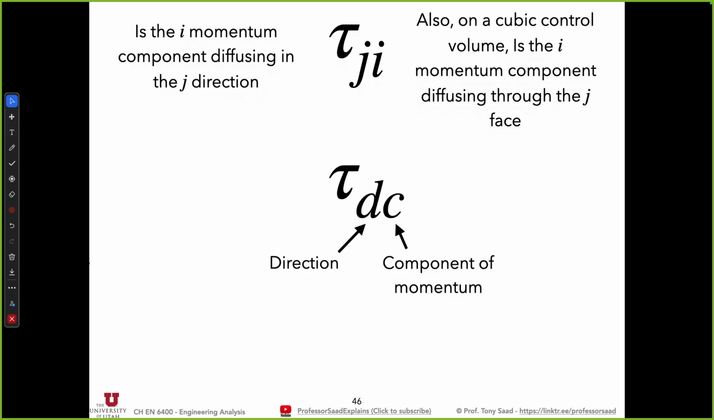Another way you could talk about this, if you forget j, i, just call it tau dc. d for direction, c for component. So if I ask you what is tau zy, you just write tau dc. Oh, tau zy means direction is z, and y means component. So this must be the diffusion of y momentum in the z direction. Okay, we're going to do some examples now.